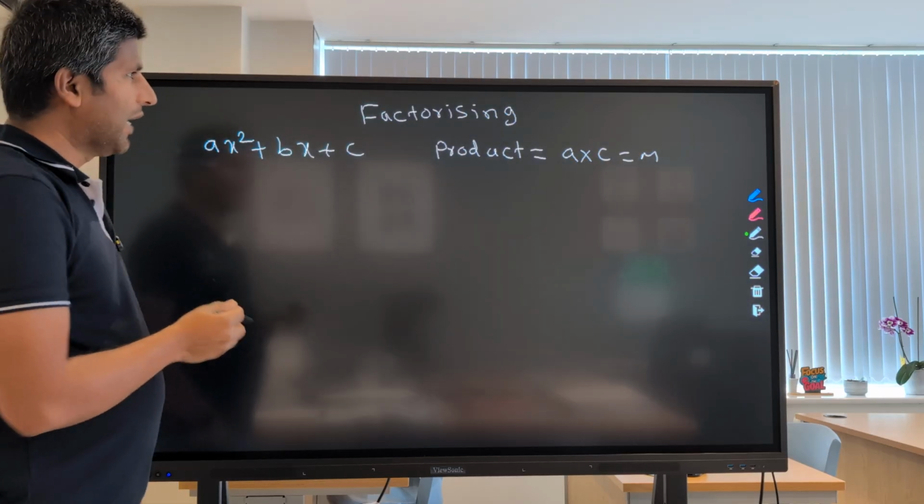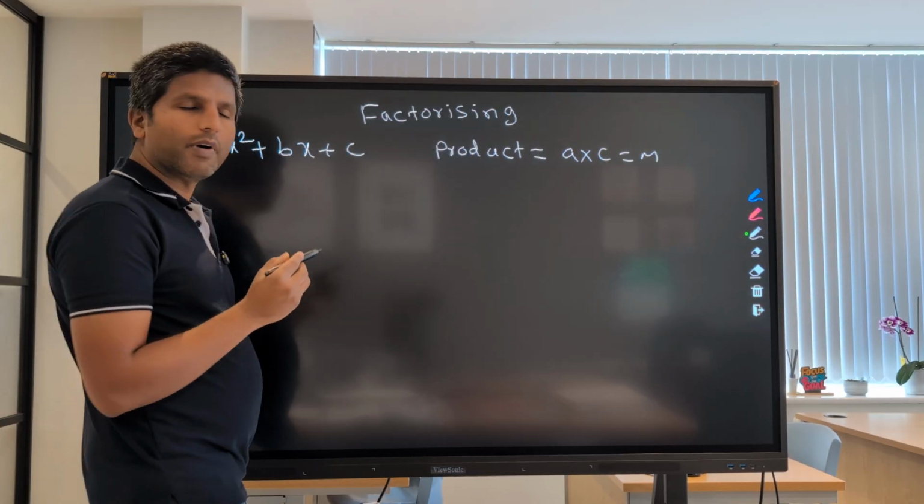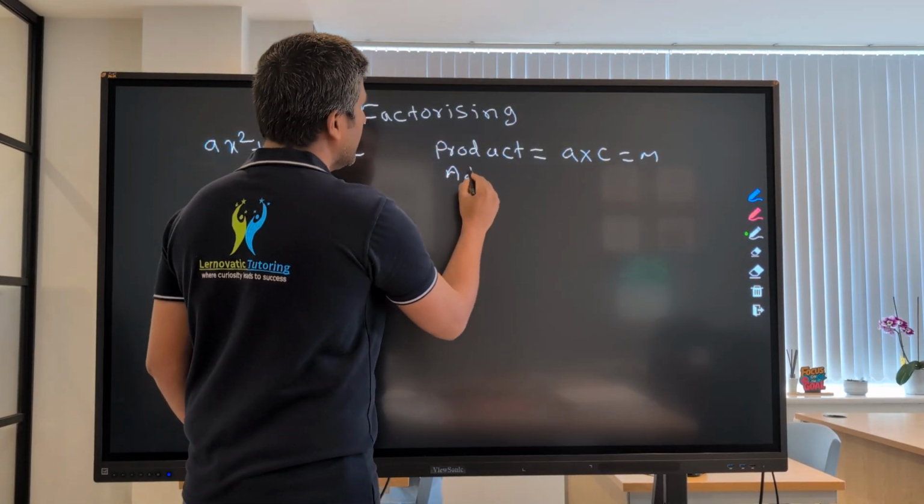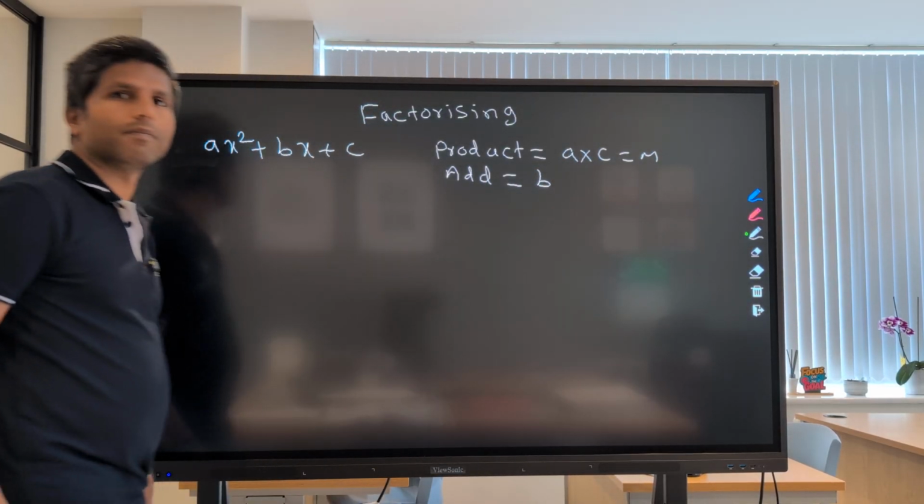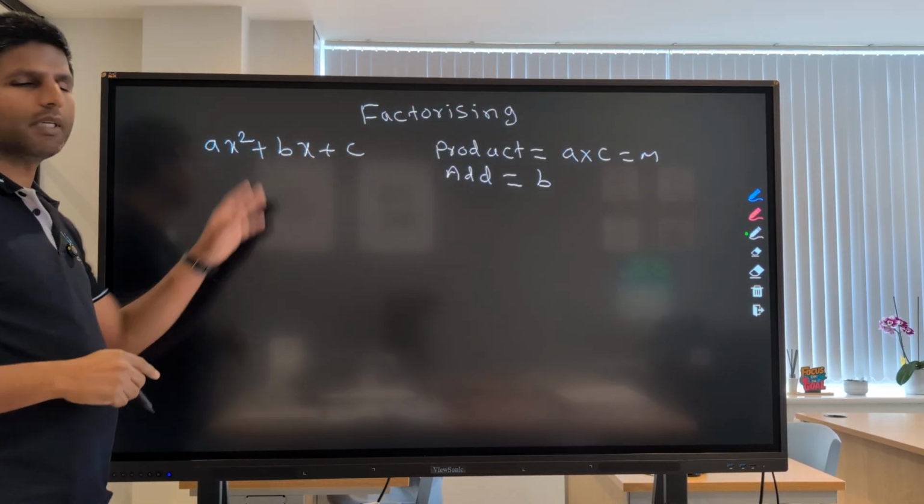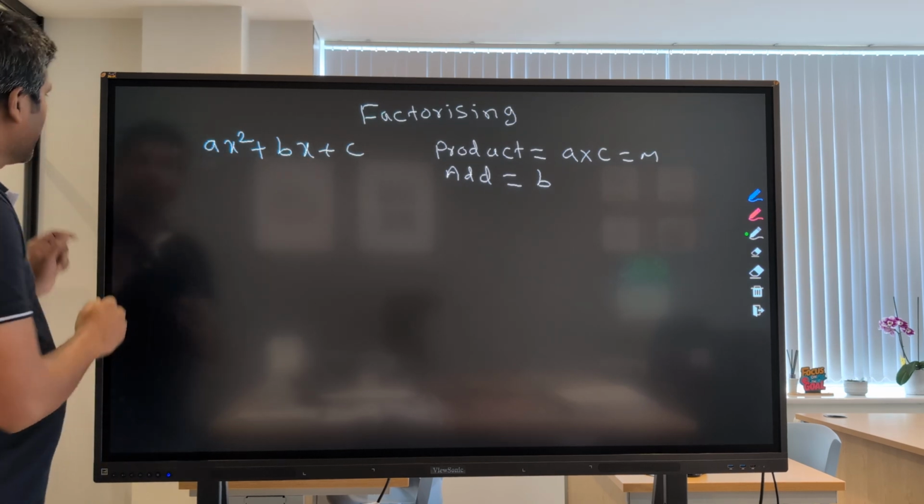The second one you need to find out is add. What is add here? It's the middle one, that is b. So these are the two important things you need to find. Let's look at an example.